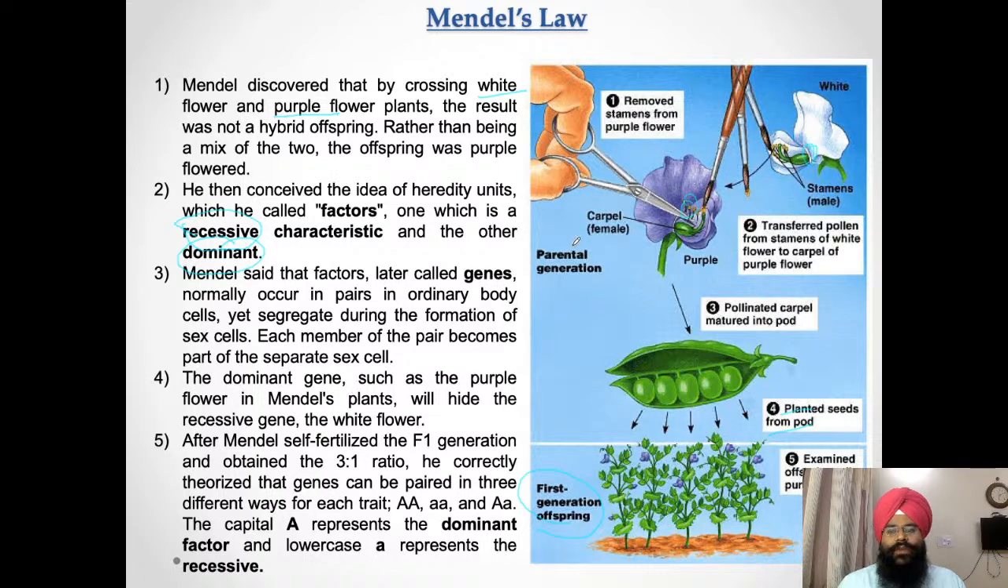So in this case, what was happening? The purple flower was dominant, and white color was recessive. So the purple color was hiding the recessive gene of the white flower. That's why everything was purple in this case.